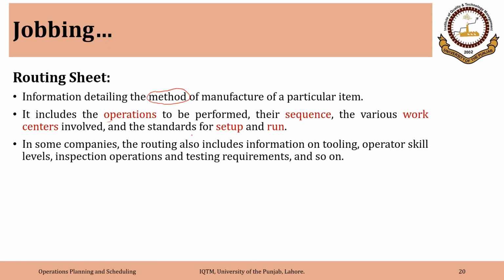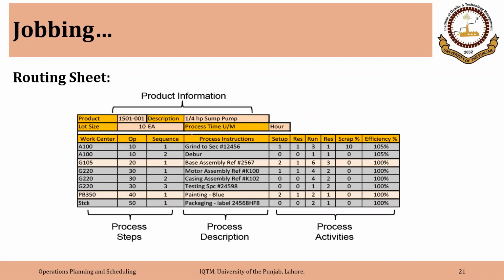In some companies, the routing also includes information on tooling, operator skill level, inspection operations, testing requirements, and so on. So it has different formats. This definition was from Epic's dictionary as well. So here is a simple example of a routing sheet. So you could see the name of the product.